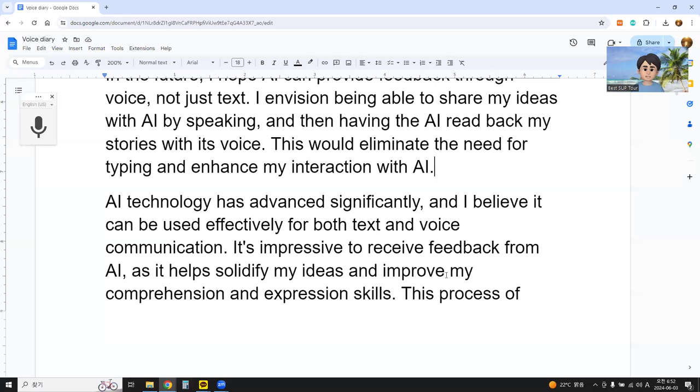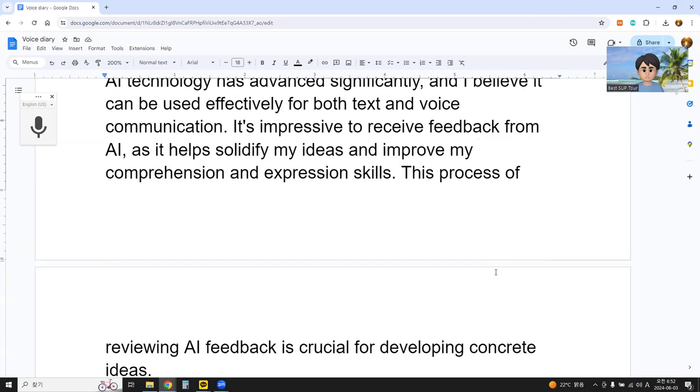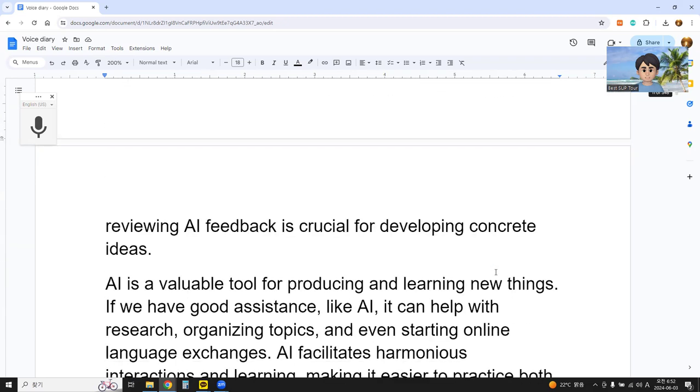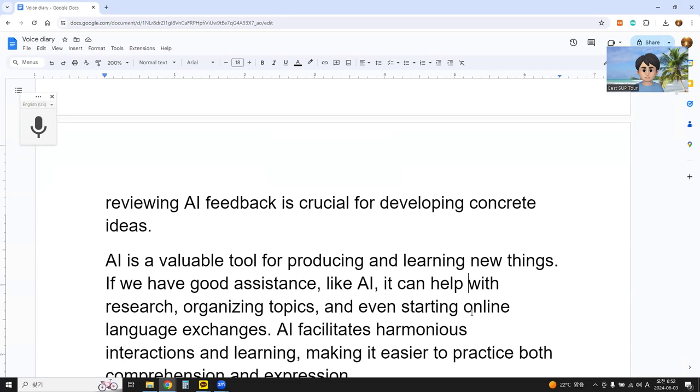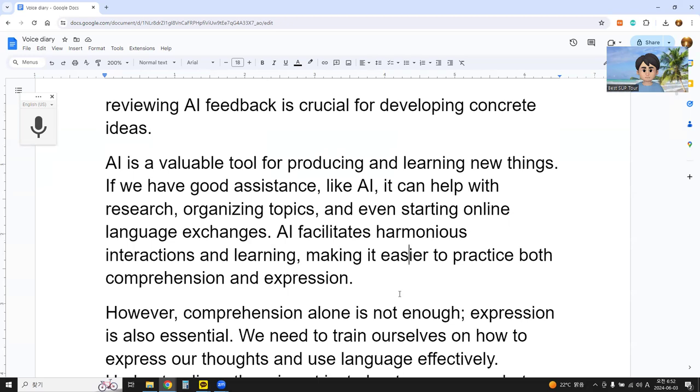AI technology has advanced significantly, and I believe it can be used effectively for both text and voice communication. It's impressive to receive feedback from AI. It has solidified my ideas and improved my comprehension and expression skills. This process of receiving AI feedback is crucial for developing concrete ideas. AI is a valuable tool for producing and learning new things. If we have good assistance like AI, it can help with research, organizing topics, and even starting online language exchanges. AI facilitates harmonious interaction and learning, making it easier to practice both comprehension and expression.